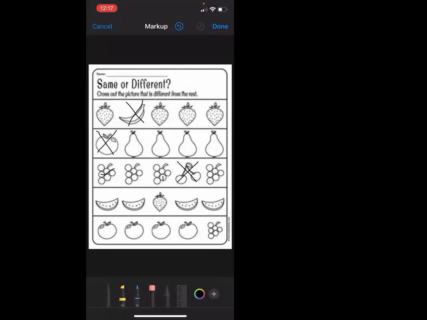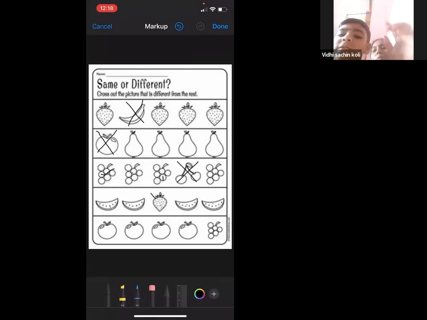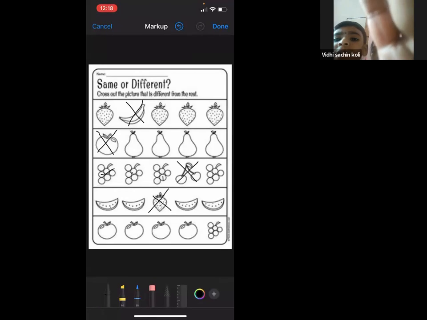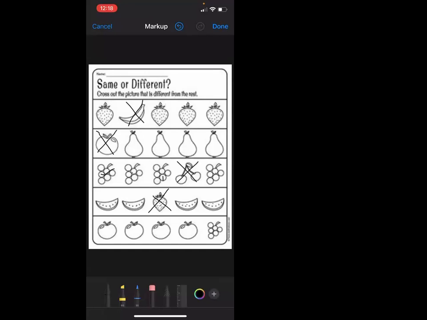What is different? Strawberry. Very good. So put a cross on strawberry. Very good. Now the next one.